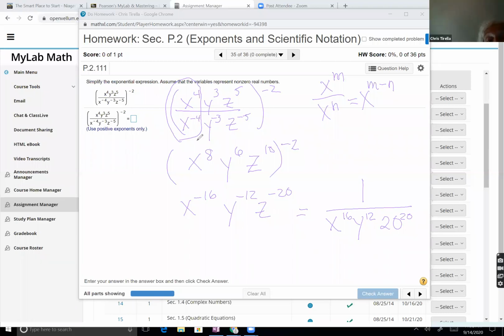Yeah. I'm doing what's inside the parentheses first. Inside the parentheses, I need to do that division. And when I do that division, I subtract my exponents. Thank you. Better? Yeah, it's good. Okay.